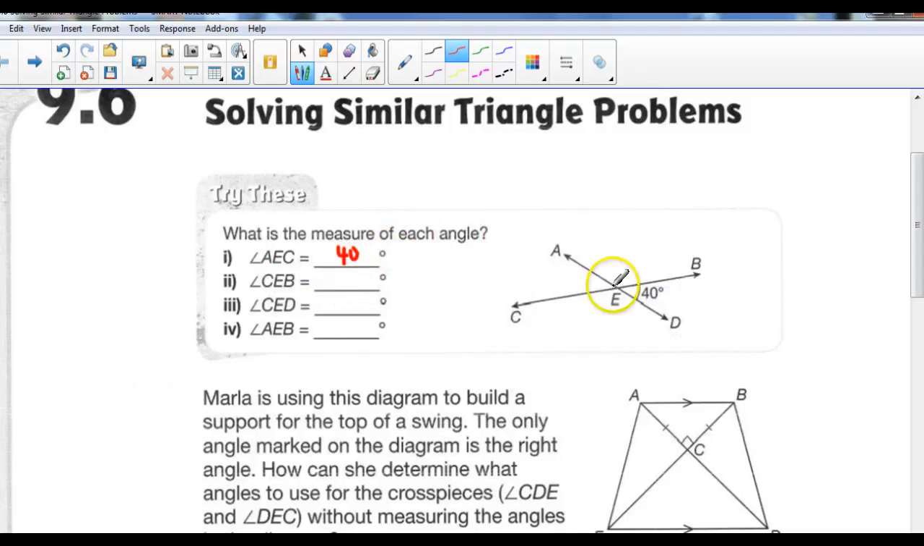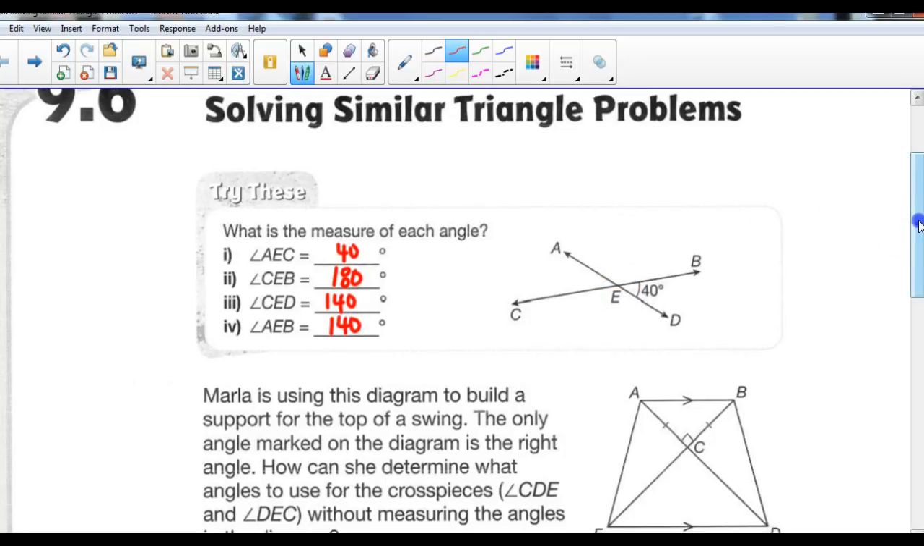CEB is a straight line, so that's 180 degrees. CED, well, we know that this is a 180 degree straight line. If that's 40, angle E here has to be 180 degrees minus 40, which is equal to 140 degrees. And AEB, this one here, because it's opposite there, is also equal to 140 degrees. So very simple to do something like that.